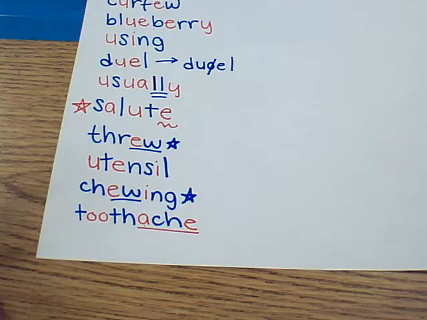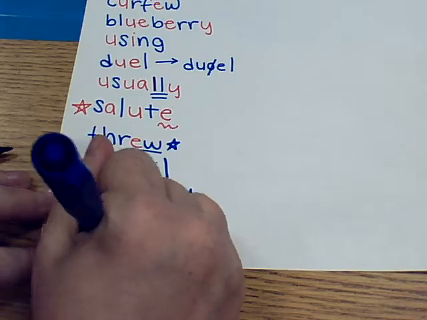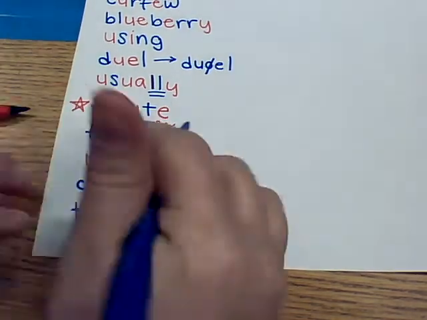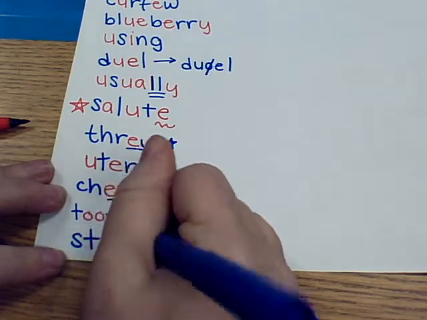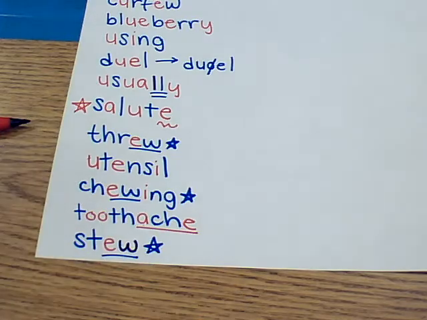Now, here's the other EW that we have. We have the word stew. S-T, stew. E-W. I keep skipping all the letters. Okay. S-T-E-W. And blue star at the end because we've got an E-W.